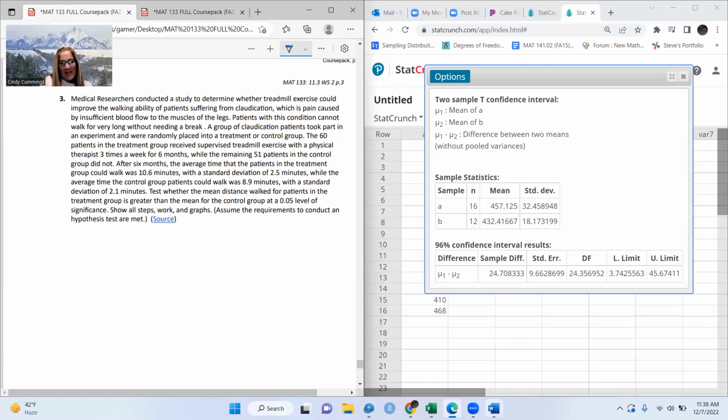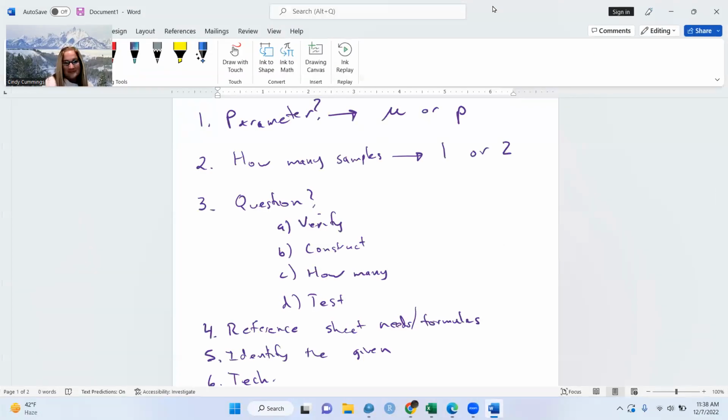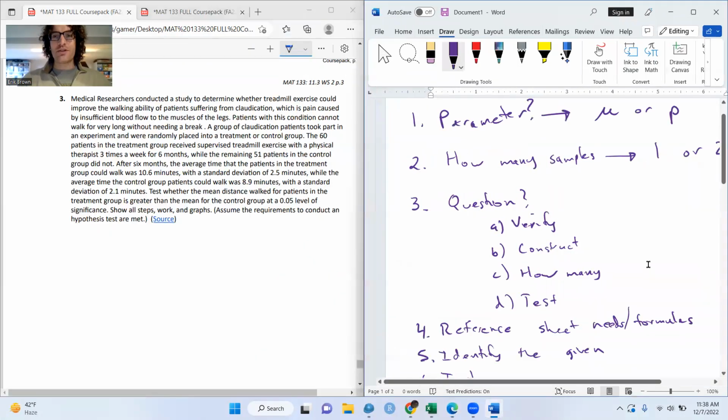Get your highlighters out. I'm going to give you 3 minutes to just read it. And at the end of the 3 minutes, I'm going to ask you to answer questions 1, 2, and 3. What's the parameter? How many samples? And what question are you being asked to answer? Set a timer for 3 minutes.